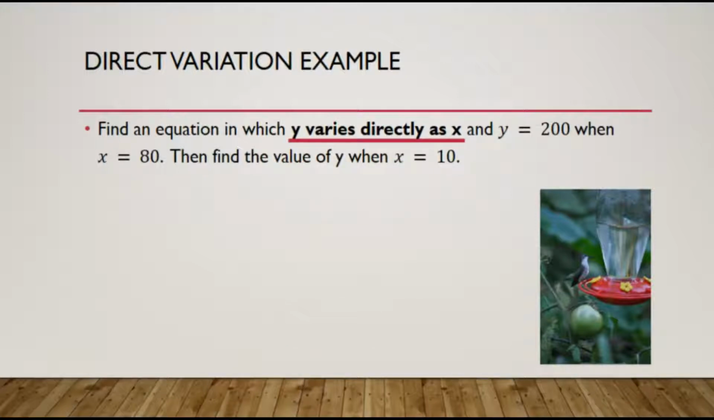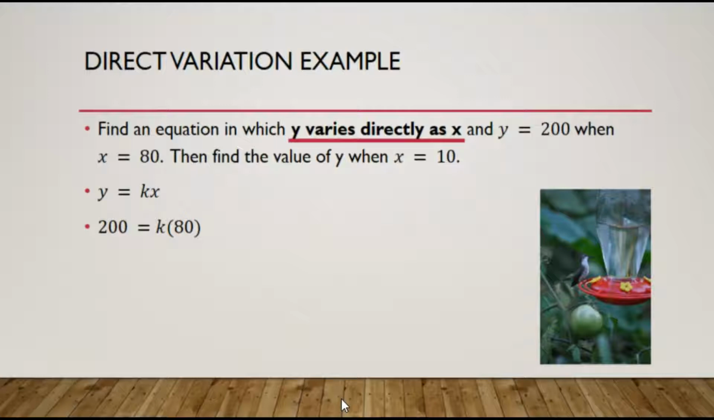It varies directly. And the generic equation then would be y equals kx, with k standing for the constant of proportionality. Using the first piece of information that's given, y is 200 when x is 80, we can replace our x and y in our equation, leaving only the unknown constant of variation or proportionality, k.